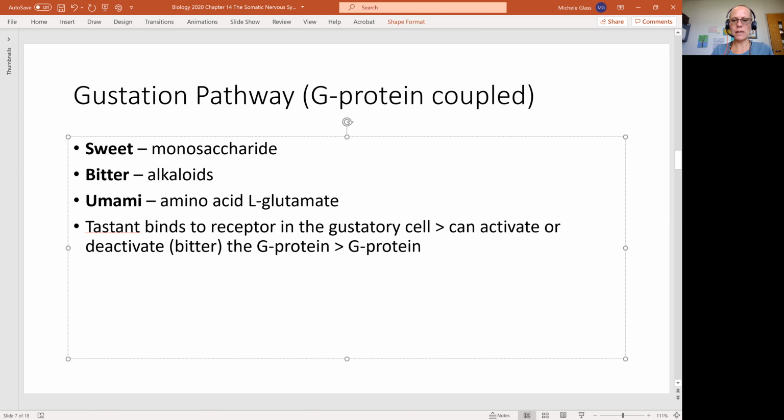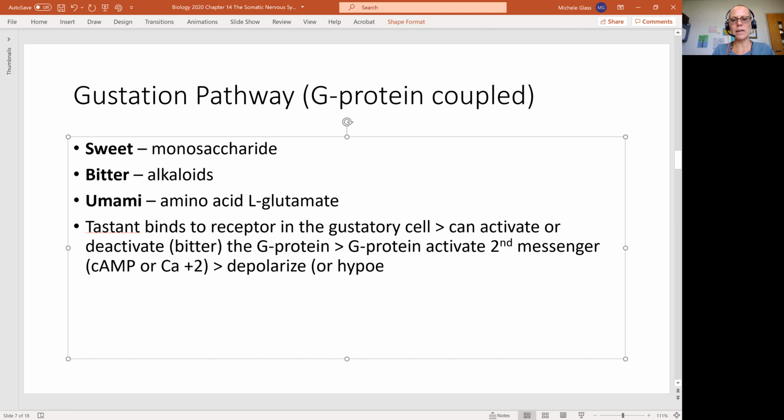The G protein then, if it's activated, is going to activate the second messenger. And so here we don't have a specific one. It can be either the cyclic AMP or it can be the calcium ion. And then depending, this is going to either depolarize. So if the G protein was stimulated, then the G protein is activating the second messenger, then we're going to typically see a depolarization, but we might get a hyperpolarization with those bitter flavors, right?